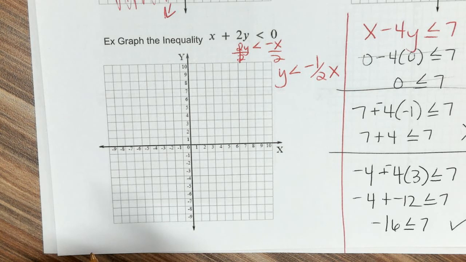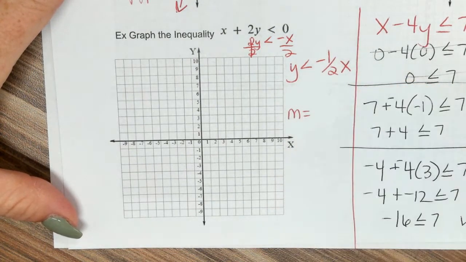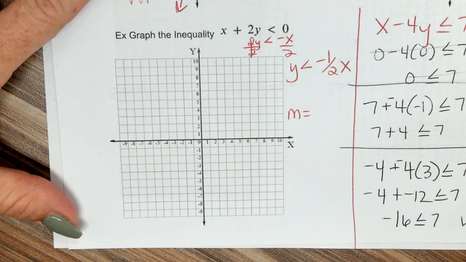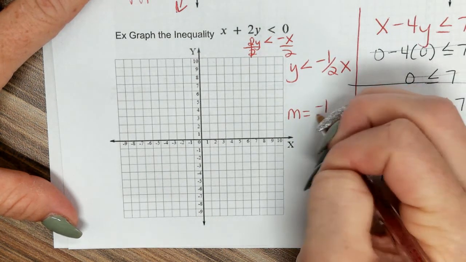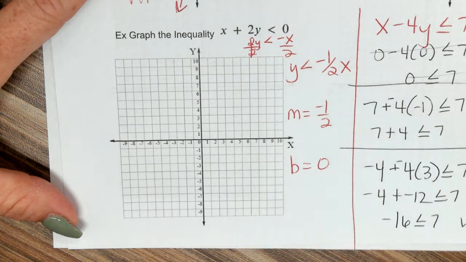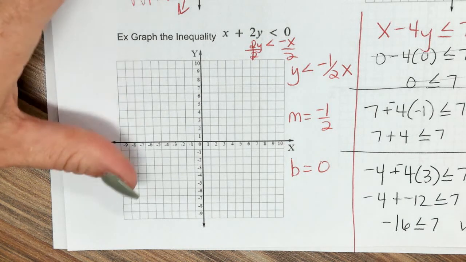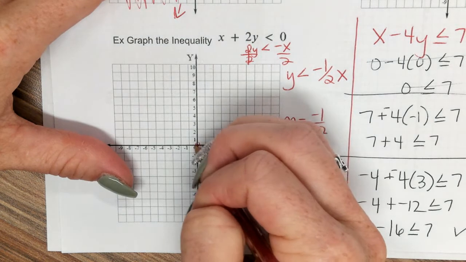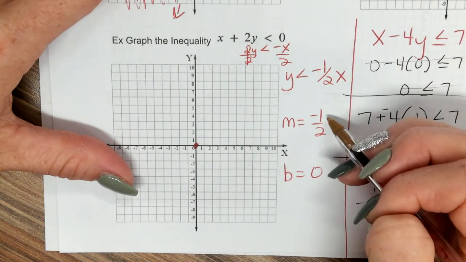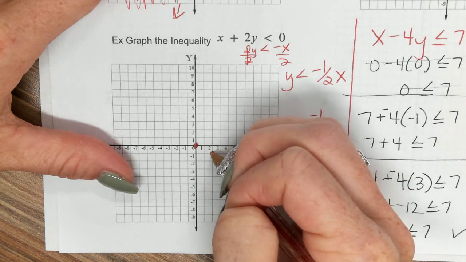Are we good? I need a slope. What's my slope? Negative 1 over 2. What's my y-intercept? 0. It's showing direct variation, yes? It's passing through 0. All right, so I have a dot here. My rise is going to go down 1, right 2.